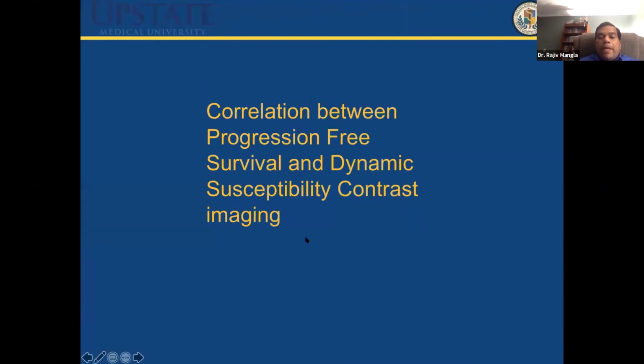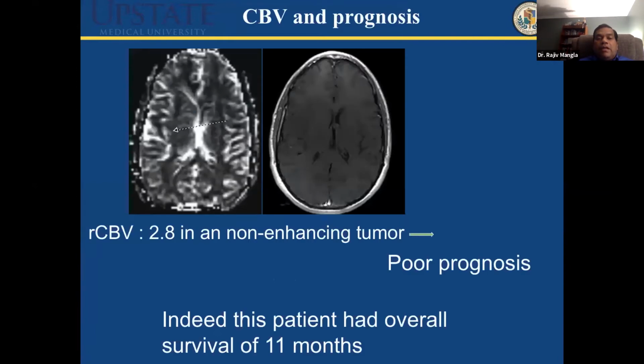Another role we have is to see whether a tumor has a poor prognosis. In cases of high grade glioma, although it is a non-enhancing tumor, if we see increased perfusion, then this is a poor prognosis.